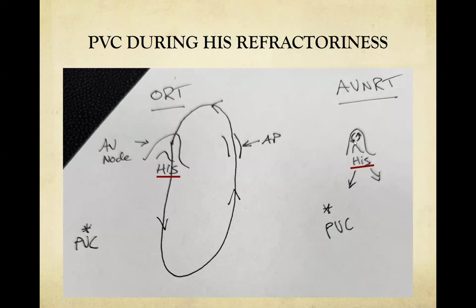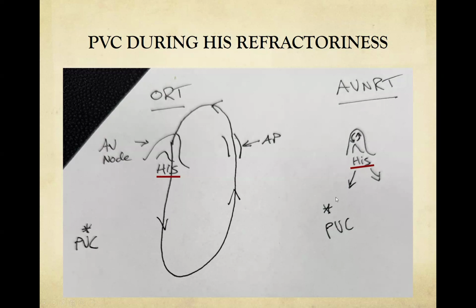If you're in AVNRT, we know that the reentry is within the AV node itself with a slow and a fast pathway. And so during tachycardia, the atrium and the ventricle are essentially being passively depolarized as the reentry occurs within the AV node. When the impulse goes around the reentrant circuit up the fast pathway, the atrium is depolarized, and then it goes down the slow pathway, and then the His and the ventricle are depolarized.